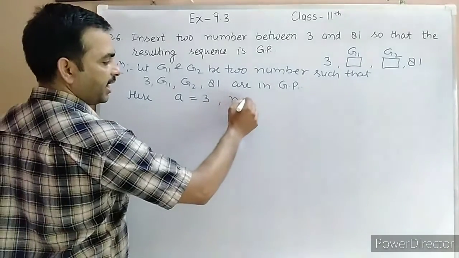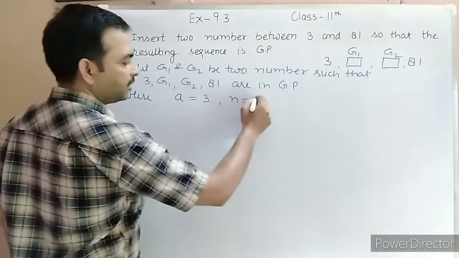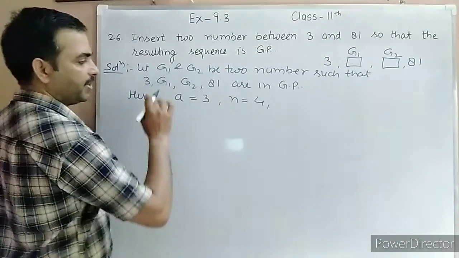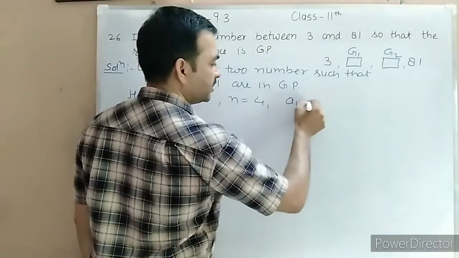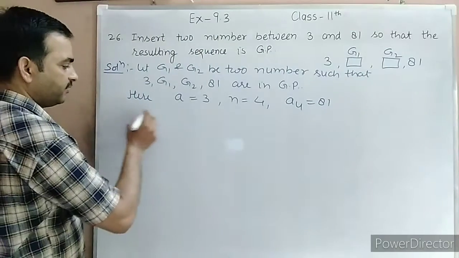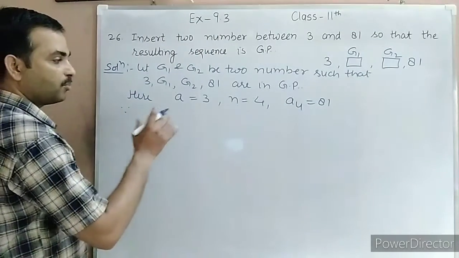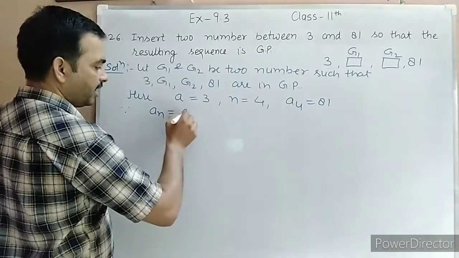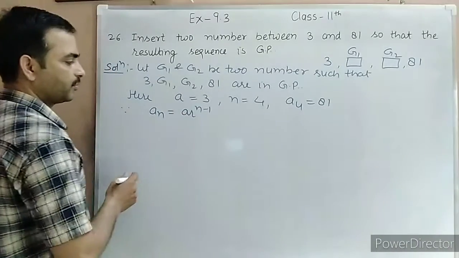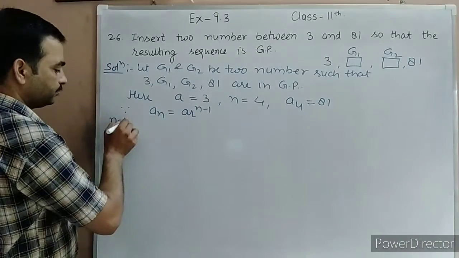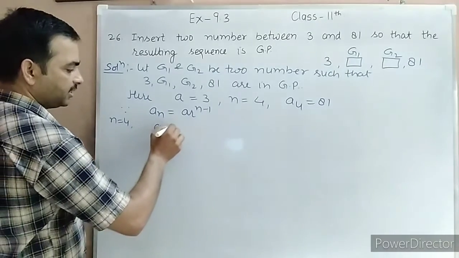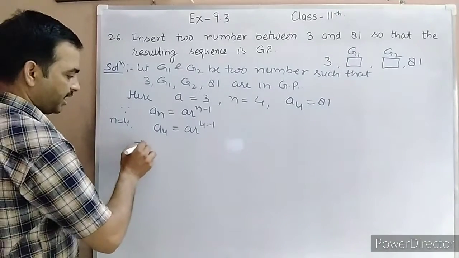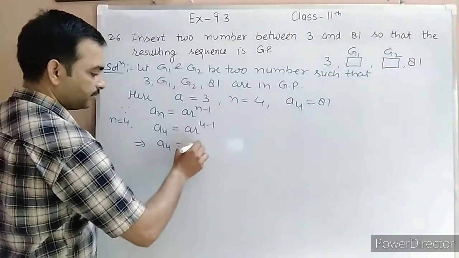Number of terms n is equal to 1, 2, 3 and 4. The fourth term of this GP is 81, so I can write A4 is equal to 81. As we know, the formula of the nth term is an = AR^(n-1). If I put n = 4, we get A4 = AR^(4-1), that is, A4 = AR cube.